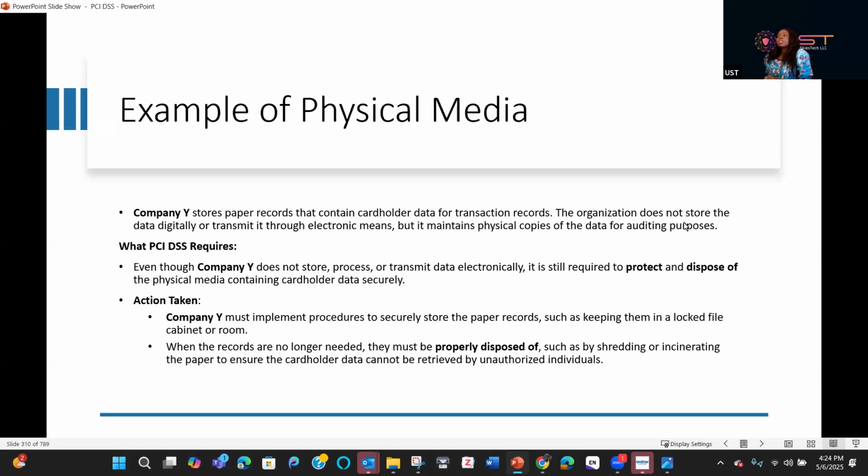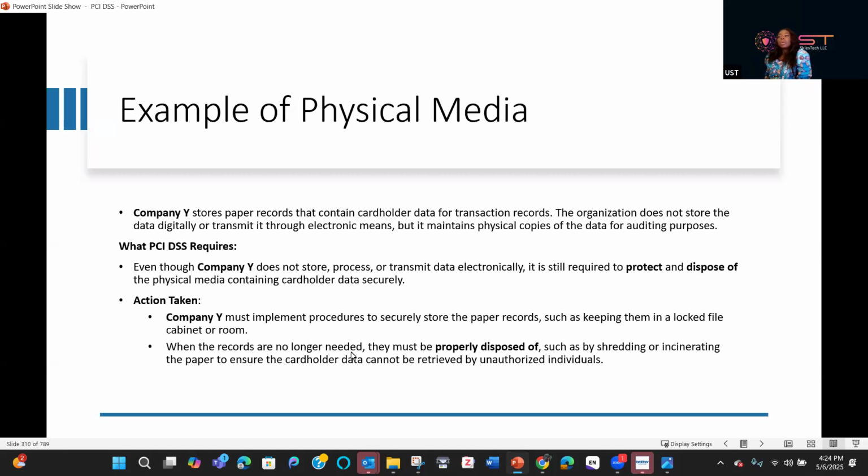Example of physical media: say company Y stores paper records that contain cardholder data for transaction records. The company does not store data digitally or transmit it through electronic means, but it maintains physical copies of the data for auditing purposes. You see? Even though company Y does not store, process, or transmit data electronically, it is still required to protect and dispose of the physical media containing cardholder data securely. Action taken: company Y must implement procedures to securely store the paper records, such as keeping them in a locked file cabinet or room.